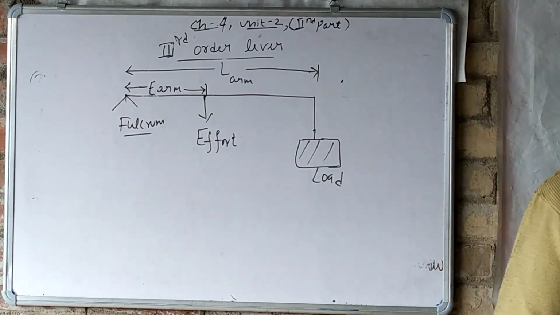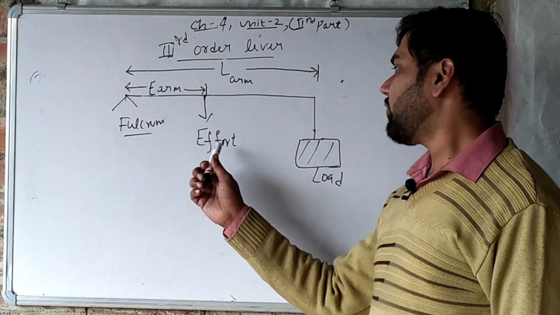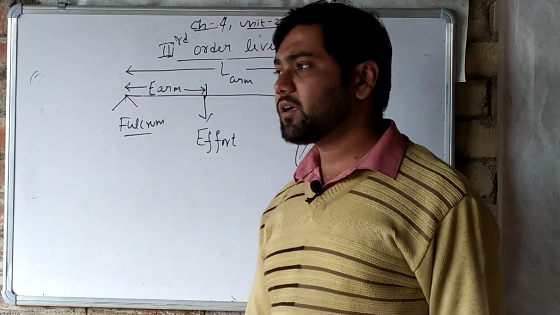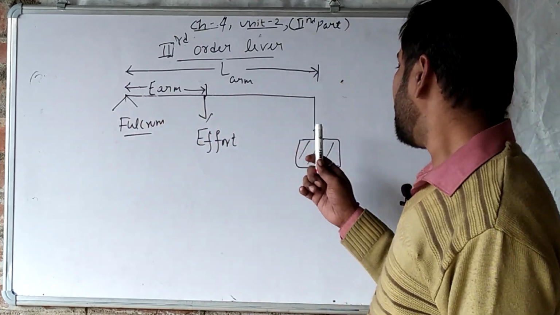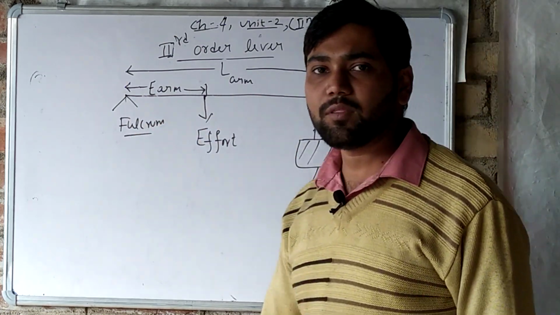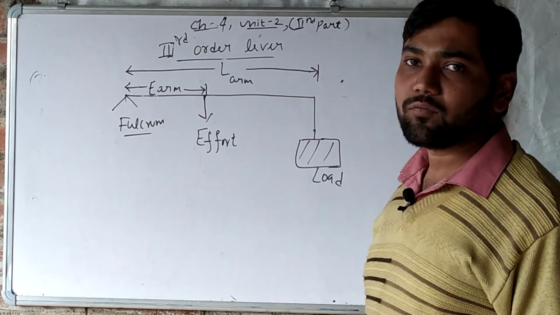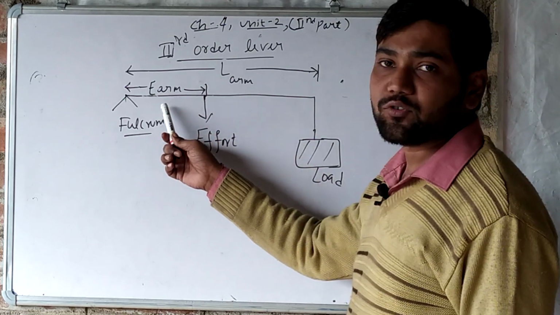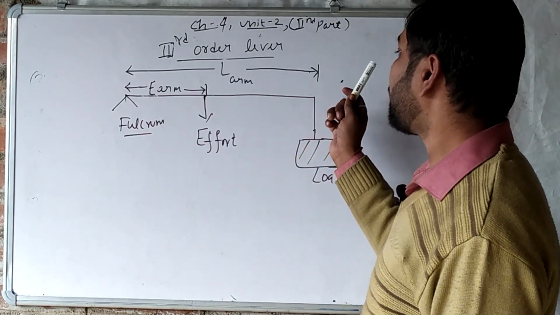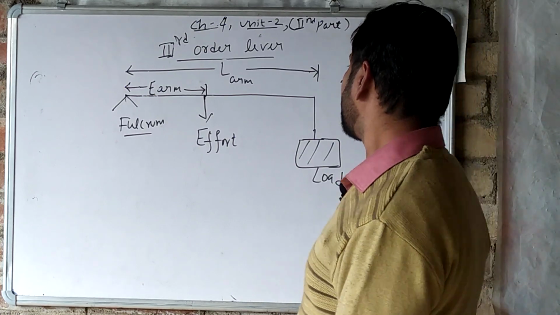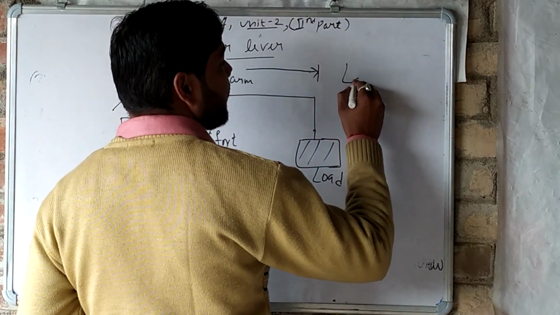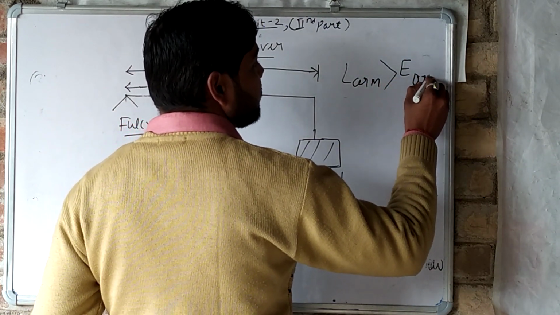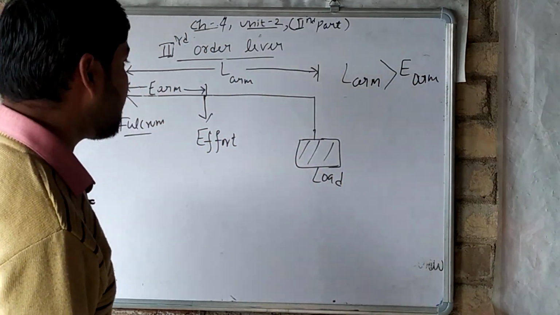In third order lever, what we are seeing is that effort comes in between fulcrum and load. Fulcrum is on one end, load is on the other end, and effort comes in between fulcrum and load. So because of this, the effort arm, from fulcrum to effort, becomes shorter than the load arm, which is from fulcrum to load. So in this case, the load arm is greater than the effort arm.